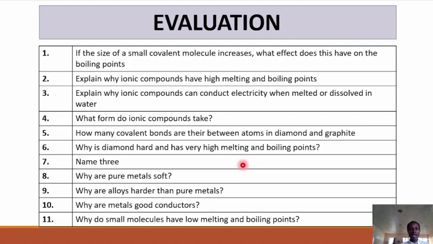Explain why ionic compounds have high melting and boiling points. It's because of the strong electrostatic force of attraction holding the ions together, holding the alternating ions together. So that is why ionic compounds have high melting and boiling points. Explain why an ionic compound can conduct electricity when melted or dissolved in water. Yes, because the ions become mobile when melted or dissolved in solution. So that is why an ionic compound can conduct electricity when melted or dissolved. What form do ionic compounds take? They have a kind of lattice arrangement.